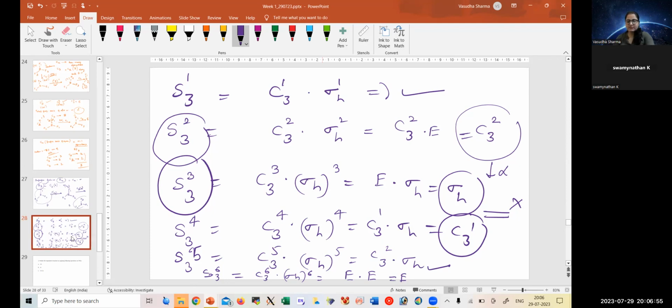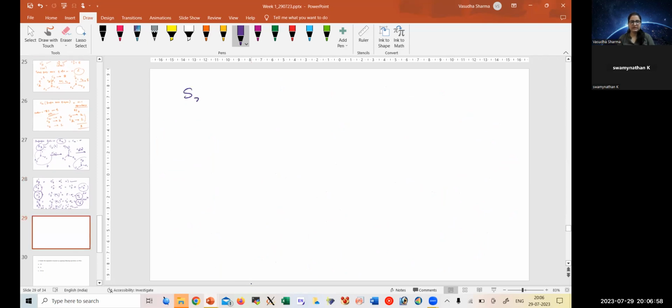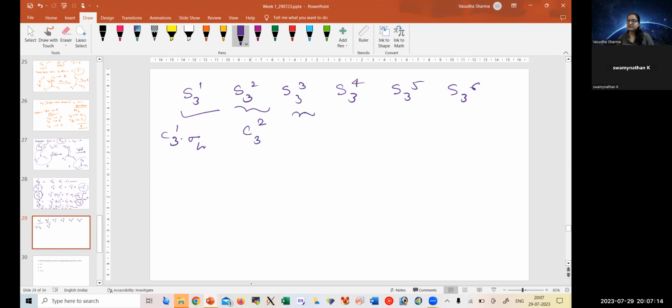But out of these 6 operations, S31, S32, 3, 4, 5, and 6, S31 is counted because it is C31 sigma h, so it is not giving us any other value. S32 can't be counted because it was giving us C32. S33 can't be counted because it was giving us sigma h. S34 was giving us C31. S35 would be counted, and S36 was giving us identity. So out of all the 6 operations, which one would be counted as your improper axis of operations?